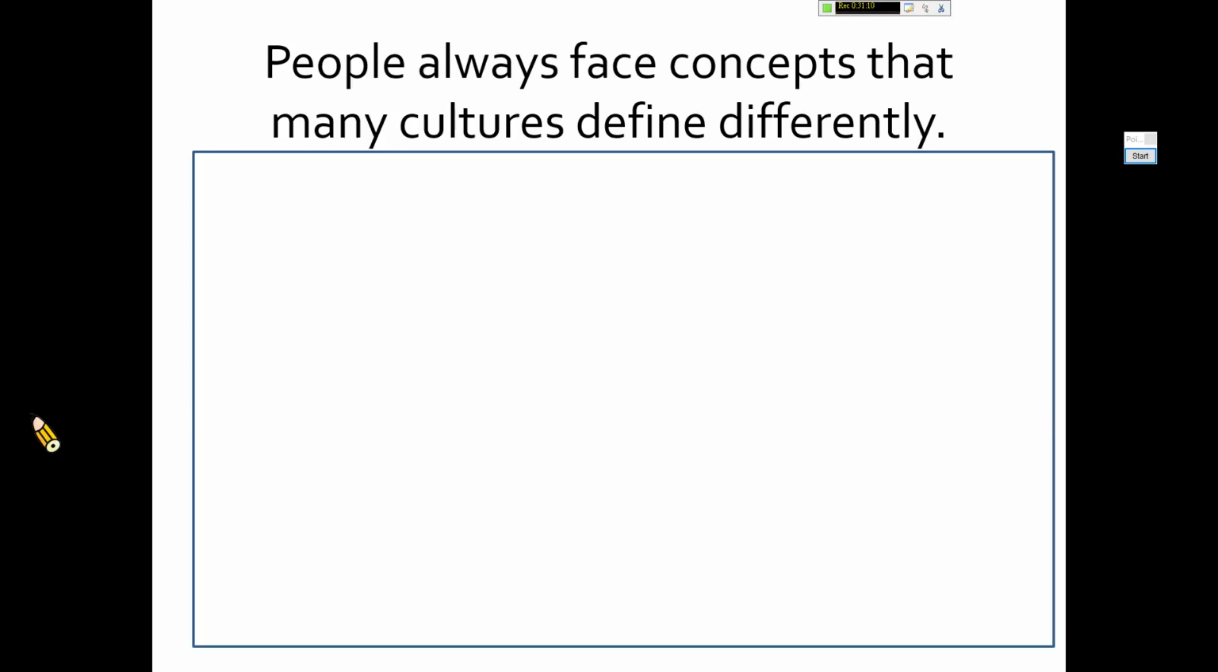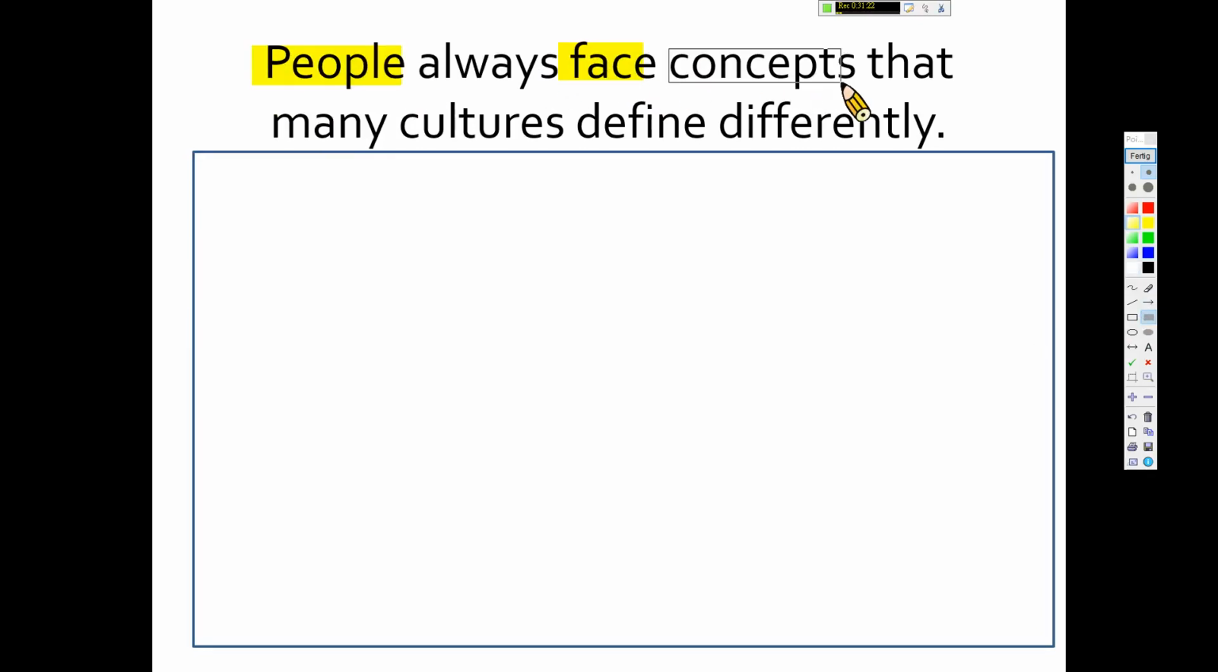Okay. So: people always face concepts that many cultures define differently. Let's see the structure first. So people face concepts, right? And we have an adjective clause over here: that many cultures define differently.